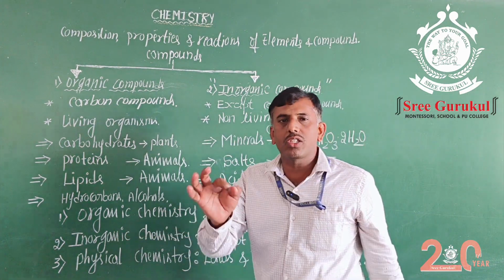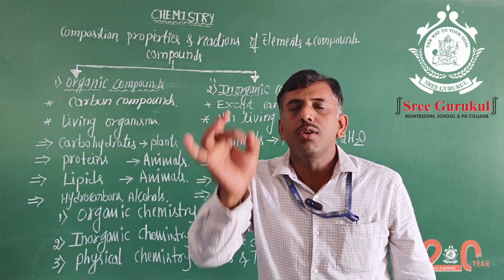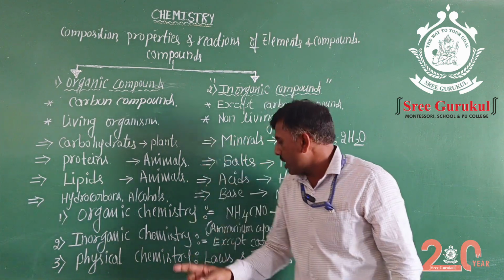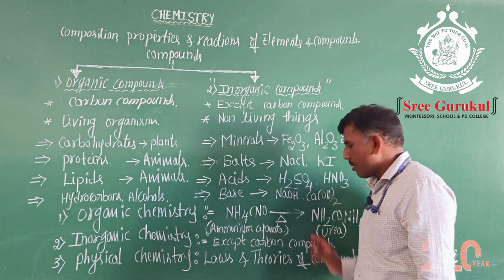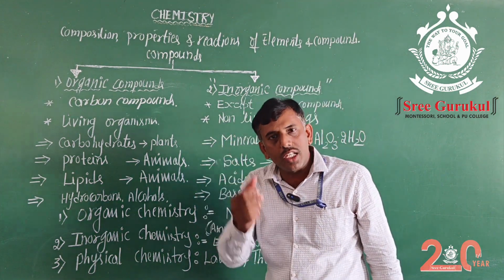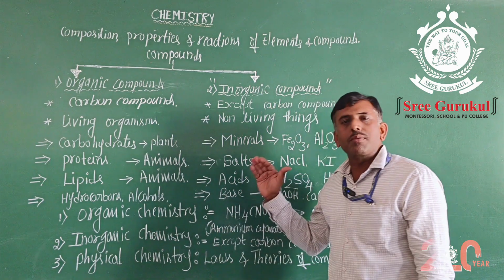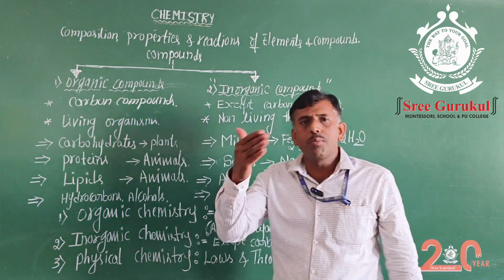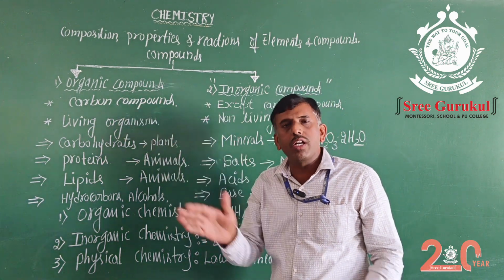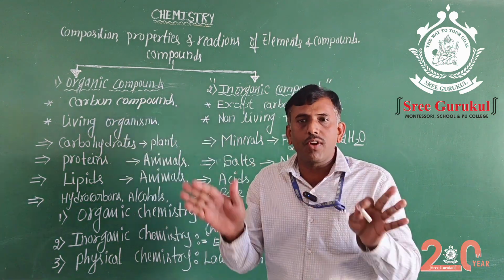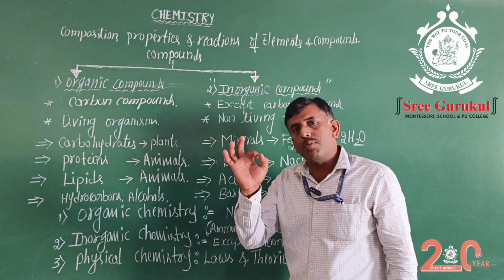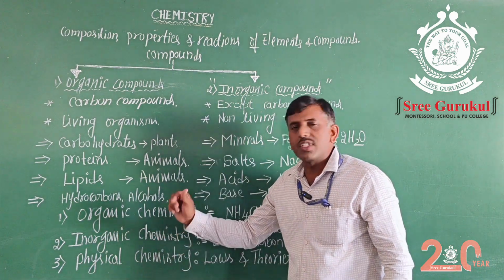Next, now we shall move on to the third main branch of chemistry, physical chemistry. It is a branch of chemistry which deals with the study of laws and theories of compounds. Different laws and different theories are covered under physical chemistry. For example, subatomic particles such as proton, neutron, and electrons and energy levels are covered under physical chemistry. These laws were discovered by W. Ostwald. W. Ostwald is the father of physical chemistry.